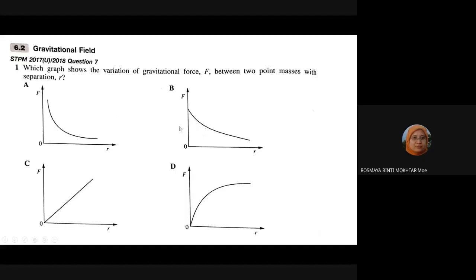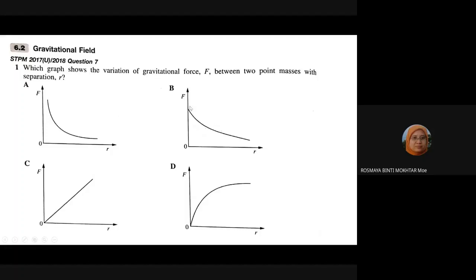Okay, we start now. Gravitational field topic. First question is STPM 2017-2018, Question 7. Which graph shows the variation of gravitational force F between 2 point masses with separation R?